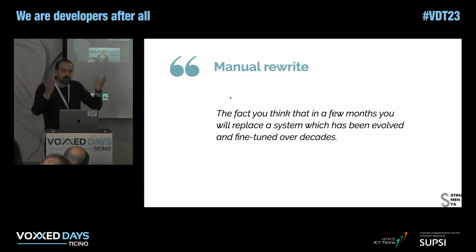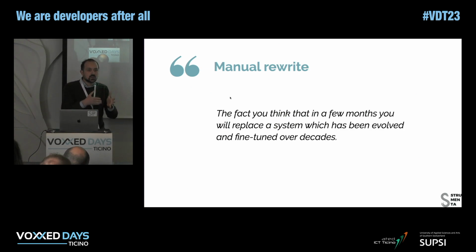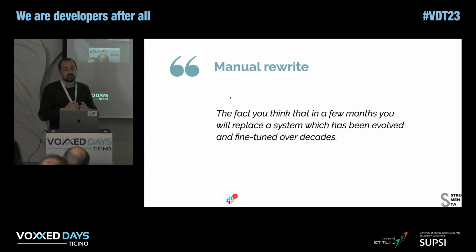So maybe the system was created 20 years ago, and then for 20 years it was maintained, improved, new features were added, maybe also new bugs, but there was a lot of cumulative effort put into this system. So if you consider that, it's a bit unrealistic that you can replicate that in a matter of a couple of months, right?